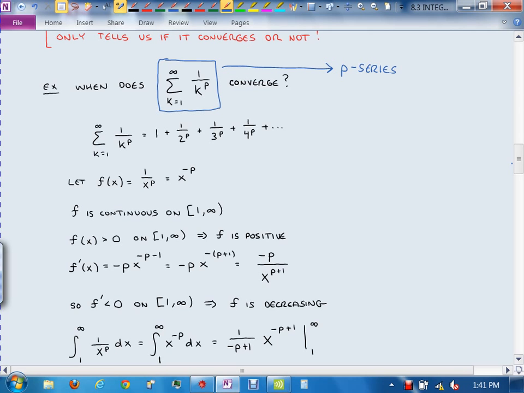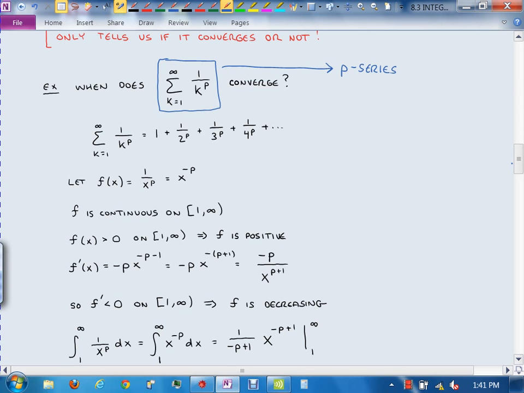Now I actually go through the work of showing why. The first thing I do, and it's important to go through this because this is what we're going to do in the next few examples, I look at 1 over k to the p, and I look at that as a function of x: 1 over x to the p, which is the same as x to the negative p.